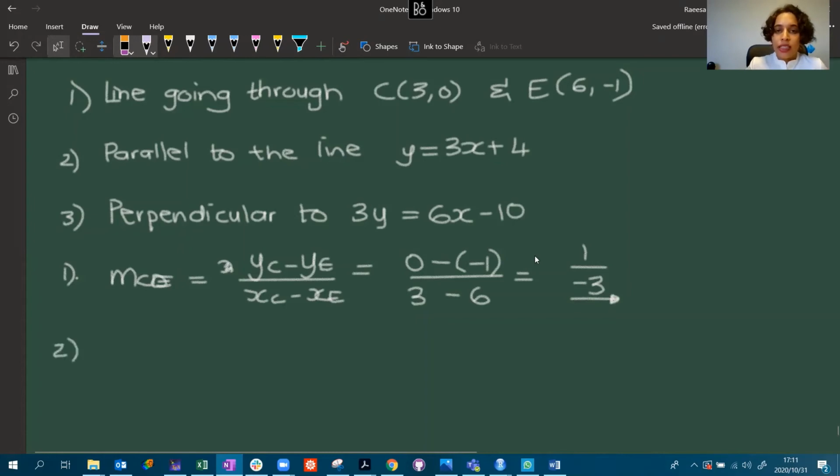Let's have a look at the second one. It's parallel to this line here. If we have the equation of the line, that means that we can see the gradient. We must check though that it is in standard form. Having a look at this, it is in standard form. Y is the subject, so the gradient would simply be the coefficient of x. So the gradient of this line over here is m is equal to 3. Therefore, the gradient of a line parallel to it would be equal. So that means the gradient is also 3.